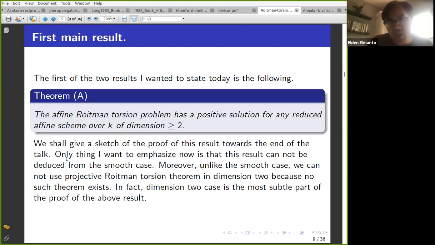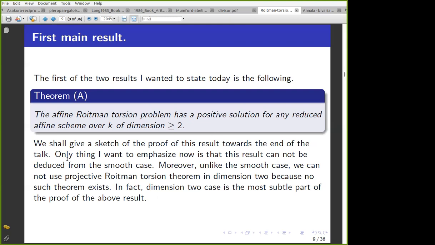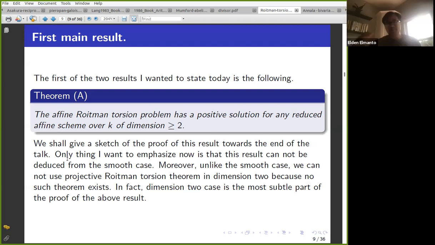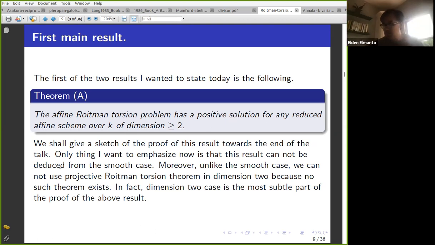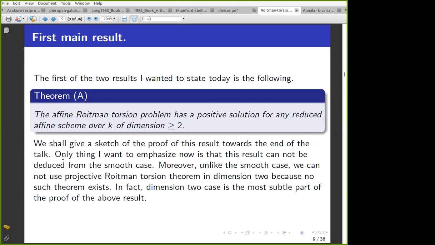There's a question in the chat, Amalendu. The question is, do we have higher Chow groups CH_LW? Yes, we do have, but the situation is not very clear at this moment. But there are definitions, yes. But right now we will do only 0 cycles. Thank you. So I will give a sketch of this result towards the end of the talk.